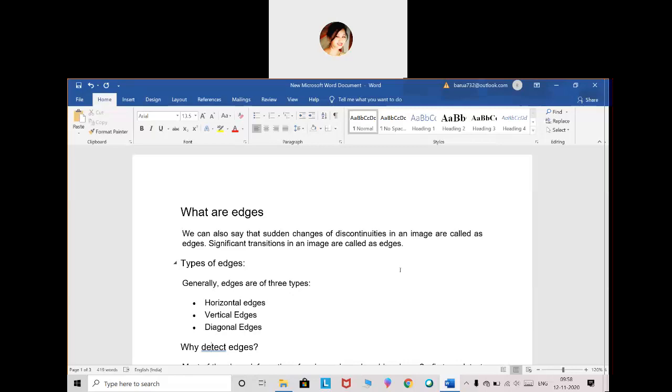What is an edge? When I'm talking about the edge of an image, what do you understand by the edge in an image? Edges means boundary, right. So we discussed 3 types of edges, remember. One is horizontal edges, one is vertical edges, and one is diagonal edges. Do you remember these types of edges, guys?